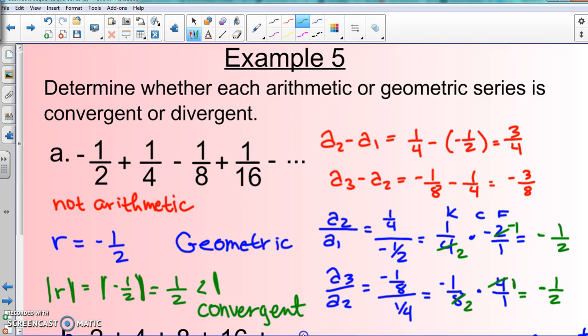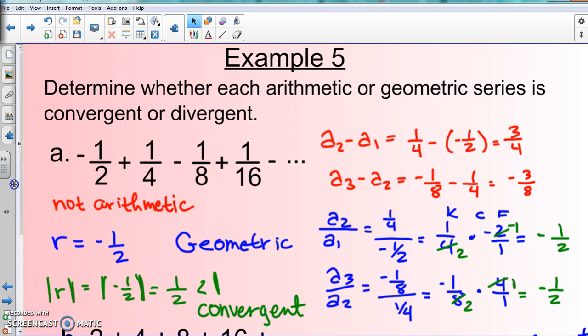Now, for those that are like, I don't understand, I'm so lost, I'm so confused: determine whether you have a common ratio or common difference. Whatever that common ratio or common difference is, the absolute value of that number must be greater than 1 for divergent or less than 1 for convergent. And here our common ratio was negative 1/2. We do the absolute value of negative 1/2, we get a positive 1/2. Positive 1/2 is less than 1, so therefore it's convergent. And that's all we do.